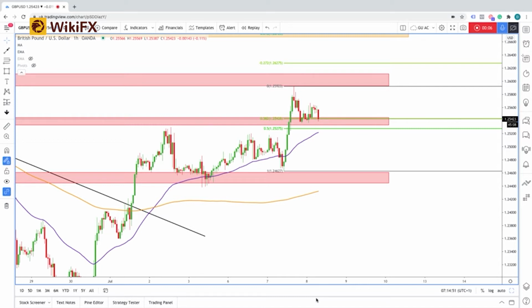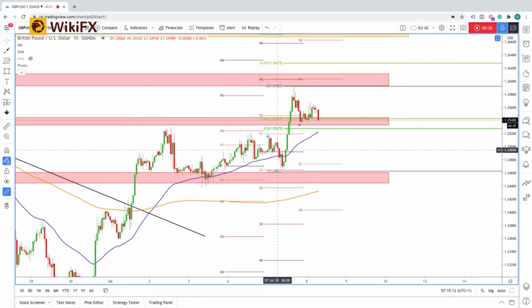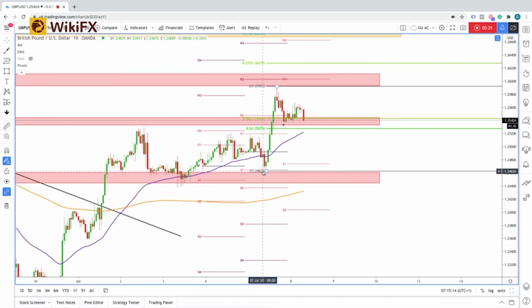Cable and dollar yen. So let's look at what happened yesterday, and I'll outline some key levels for the day ahead. Yesterday, the key levels that we outlined were this support zone in this region here and this resistance zone up above. We were also looking at the key pivot points of R1 and S1.